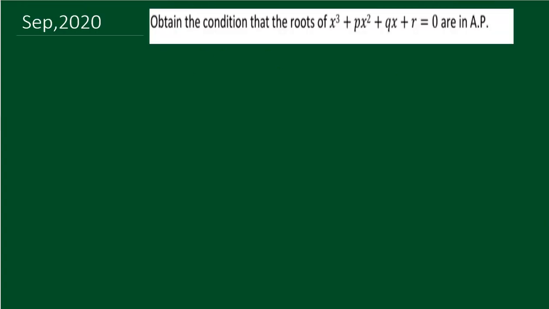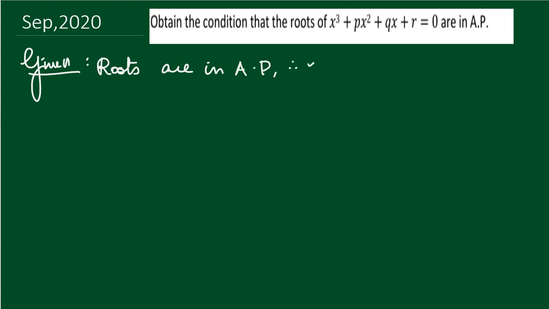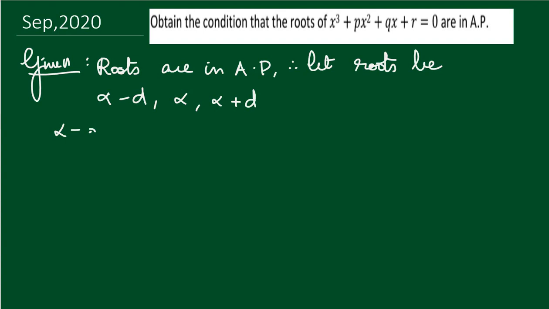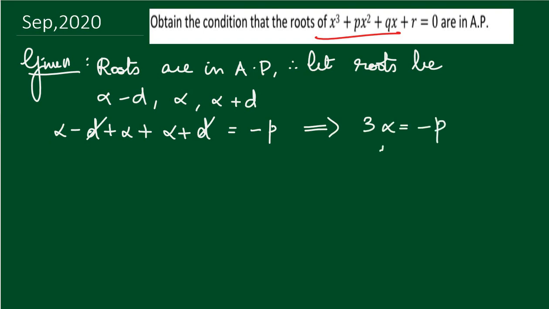Next question: obtain the condition for the given equation if the roots are in AP. So given the roots are in AP, let the roots be alpha minus d, alpha and alpha plus d. Now, applying Vieta's formula, the sum of the roots gives us 3 alpha equal to minus p divided by 1, and we get alpha equal to minus p by 3.